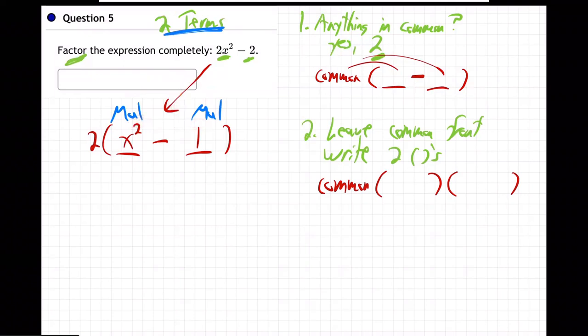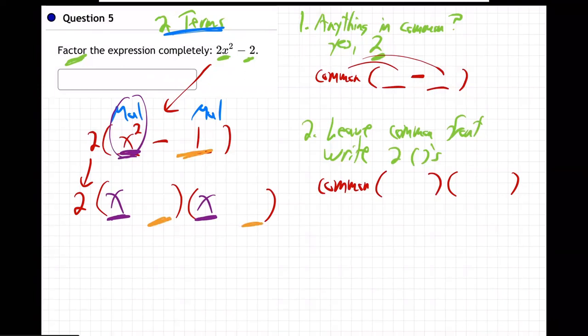So again, leave the 2 in the front. That stays there. And then write the 2 parentheses. Okay. And then we're going to say, okay, x squared. So front times front to multiply to be x squared. What's that? Well, x and x. That's easy. And then in the back, what's going to multiply to be 1? Well, that's just 1 times 1. One's positive, one's negative, because positive times negative makes negative 1, doesn't it? And that's it. We're done.